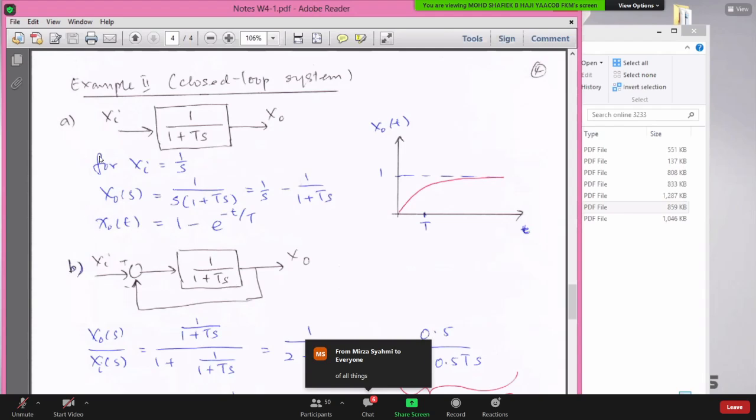Why bowling? Because my hands are all over with the talcum powder. Forget about it. Let's continue.